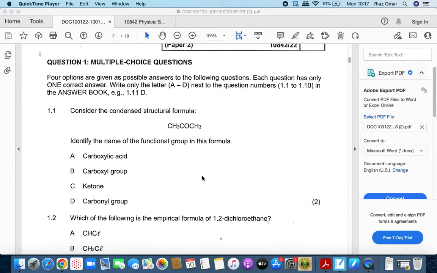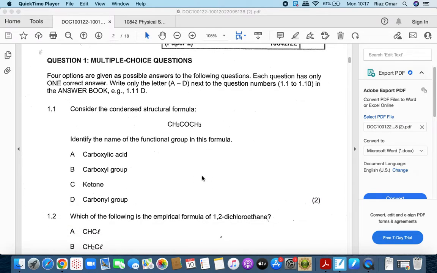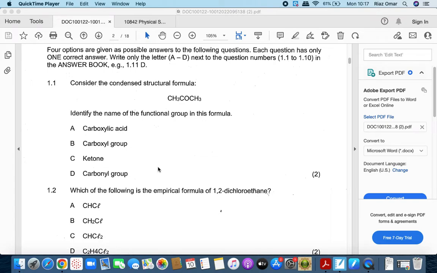Question 1. 4 options are given as possible answers to the following questions. Each question has only one correct answer. Write down only the letter A, B, C or D next to the question number 1.1 to 1.10 in the answer book. Example 1.11 D. Consider the following structural formula: CH3COCH3. Identify the name of the functional group in this formula.